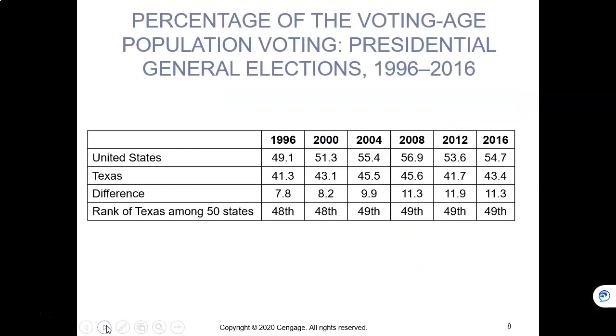So let's look at some comparison numbers, and these are presidential elections. In between 1996 and 2016, Texas vacillated between 48th and 49th in voting rates. And if you look at that top line, that is the voting rate in the United States, and see that Texas has very consistently been less than half, and always less than the United States, and sometimes significantly less than the United States.